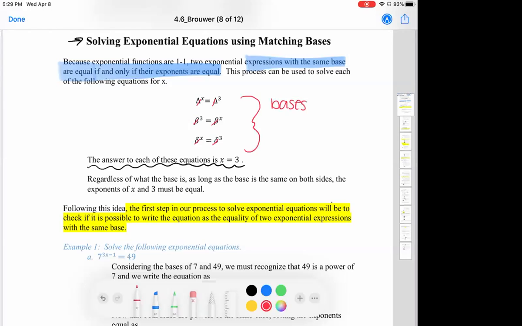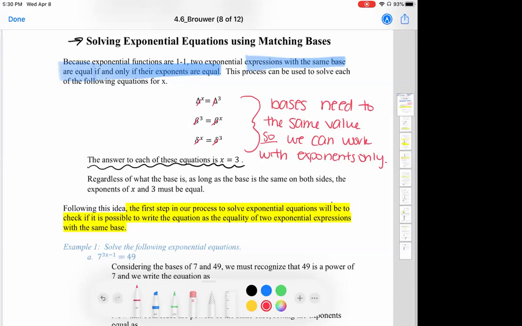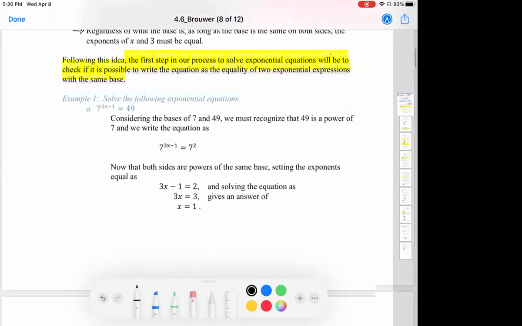So bases need to be the same value. So we can work with exponents only. And that's it. Now from here, it's putting into practice and developing the idea a bit more. Moving forward with our notes, regardless of what the base is, as long as the base is the same on both sides, the exponents of x and 3 must be equal. Following this idea, the first step in our process to solve exponential equations will be to check if it is possible to write the equation as the same equality of 2 exponential expressions with the same base.